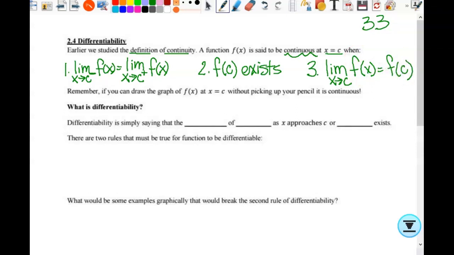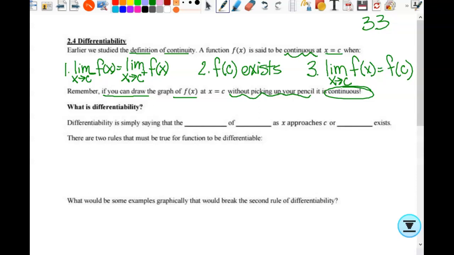Okay, so continuity and differentiability are connected. They are not the same thing. One doesn't always guarantee the other, but the other way around it does. So let's just look at this. Remember, if you can draw the graph of f of x without picking up your pencil, it's continuous, right? That's how you get your continuity. Okay.